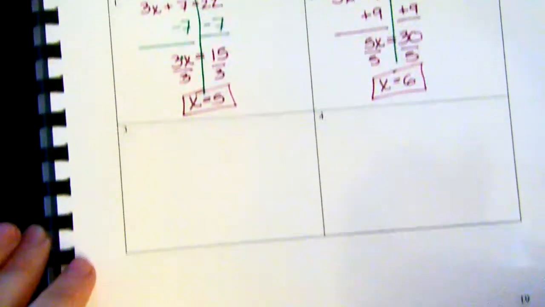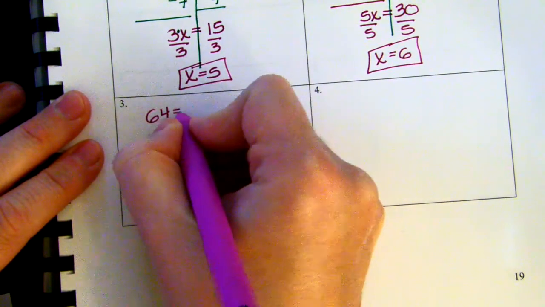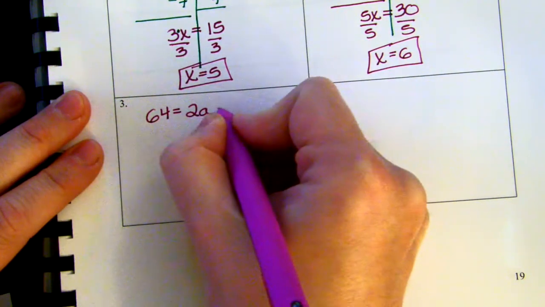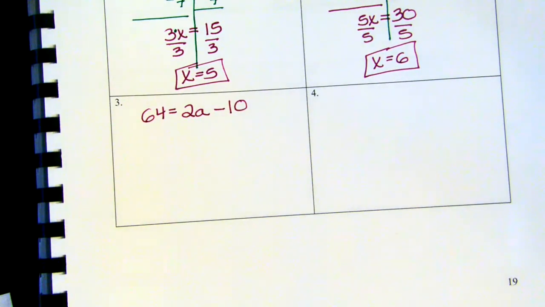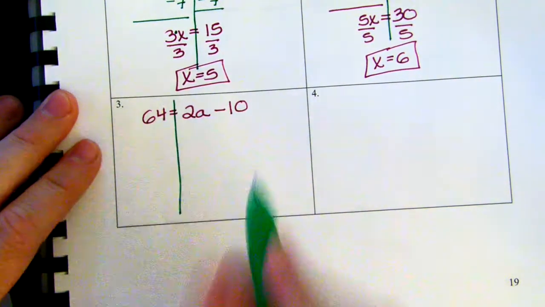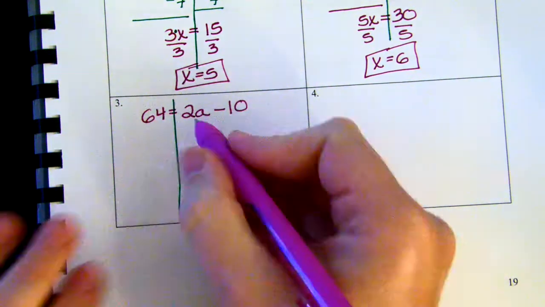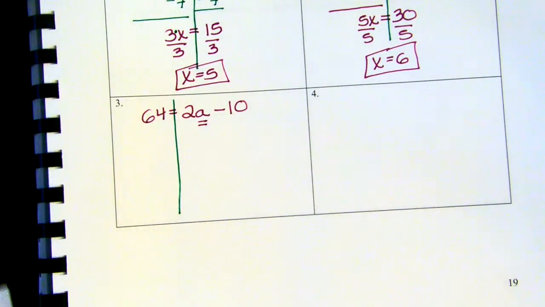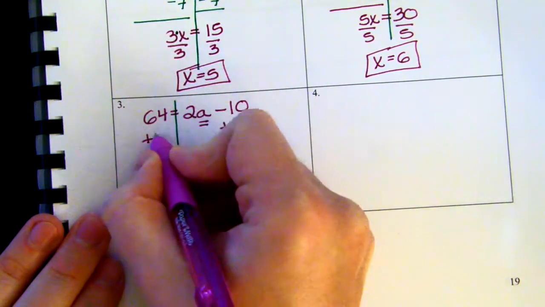The next one, number 3, 64 equals 2a minus 10. It doesn't matter that the 64 is on the left rather than on the right. We're going to do this the same way we dealt with our other equations. I want to get the a by itself. So what am I going to do first? I'm going to add 10 to both sides.